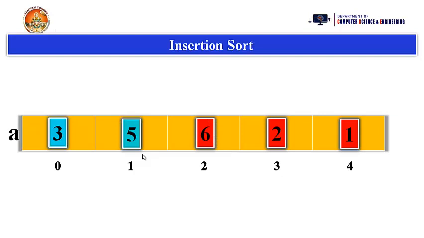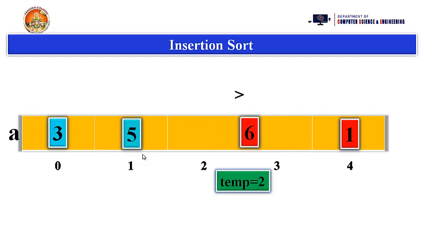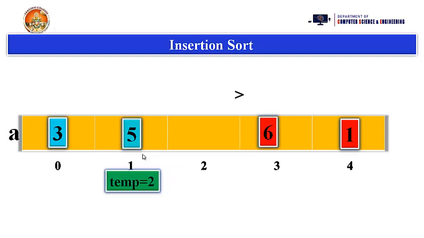Now we are comparing the 6 and 2 elements. What is the relationship between these two? 6 is greater, so in that case we need to swap the values using the temporary variable. Store the 2 in the temporary variable, shift the 6 to the third index position, and in the second index position we need to store the temporary value, but we also need to compare the previous values. That is the insertion sort algorithm.